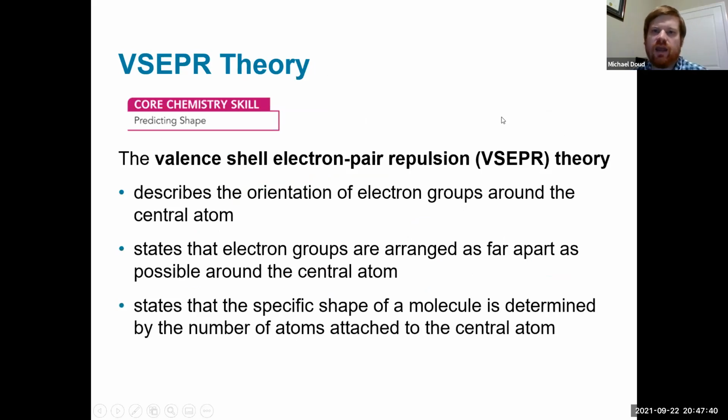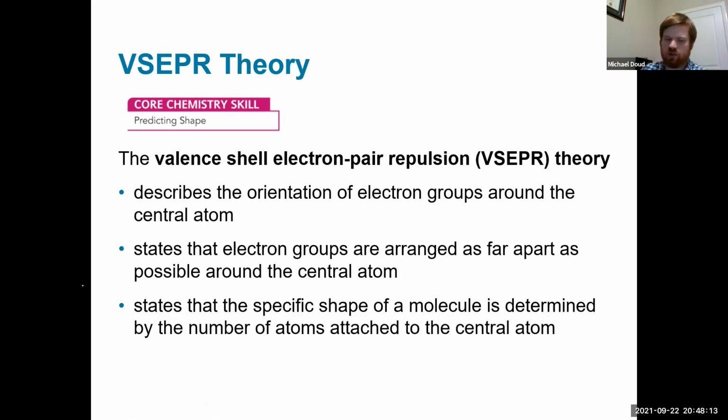Well, in order to explain that, we need a theory to understand the connection between the electronic structure and the geometric structure of the molecule itself. And that is valence shell electron pair repulsion theory, or VSEPR theory. What this does is it describes how the electron groups around a central atom arrange themselves. The idea is that the electron groups, and I'll define that in a minute, are going to arrange themselves as far apart as possible around the central atom.